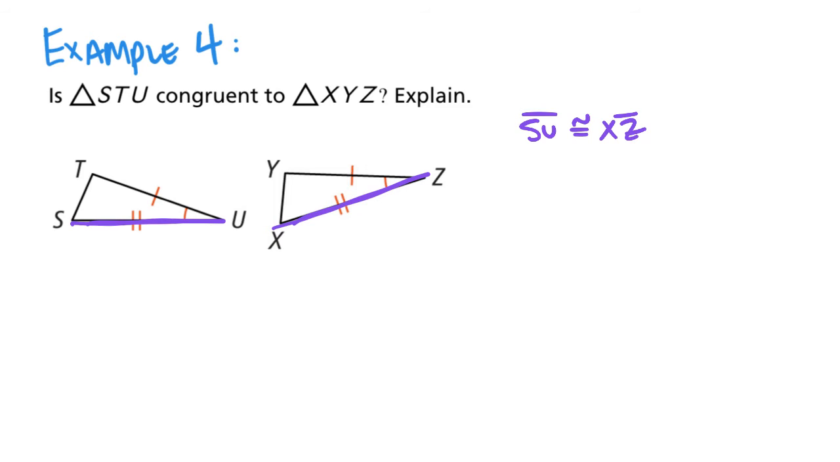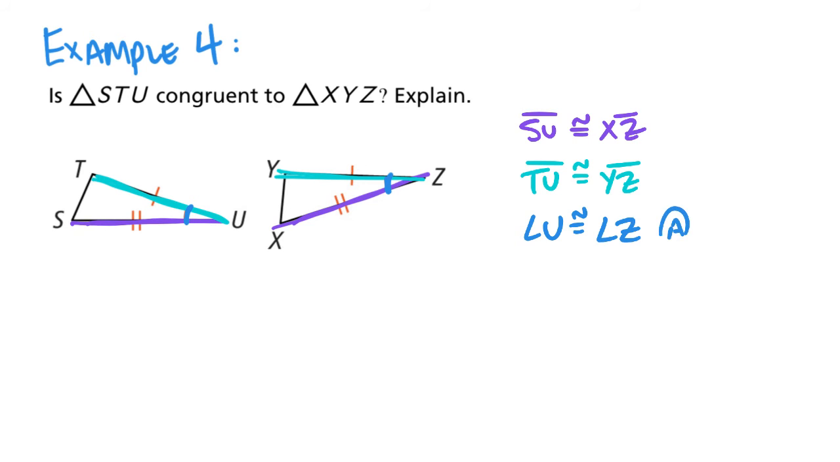We know that, let's use another color here. Let's use this turquoise color. I like that one. We know that segment TU is congruent to segment YZ. And then we have an angle that's congruent. We have angle U here that's congruent to angle Z right here. Okay, so we have a pair of angles here. We have a pair of sides here, and then we have a pair of sides with this one. So I have two pairs of sides and a pair of angles, so maybe SAS is what we have.